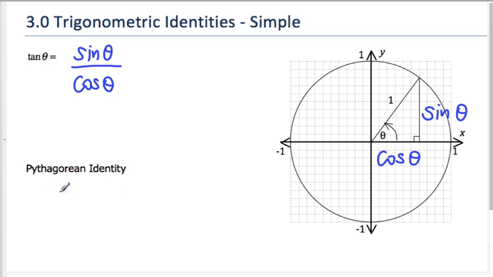And the Pythagorean identity is using this right triangle you see here. We can write sine squared theta plus cosine theta squared is equal to 1 squared, which is just 1. So we're going to use these two all day.